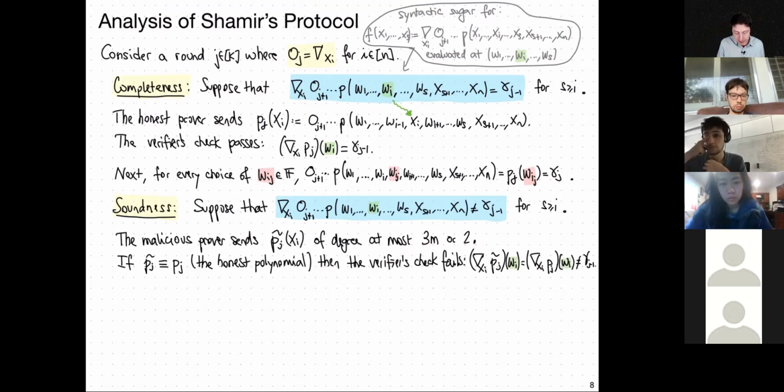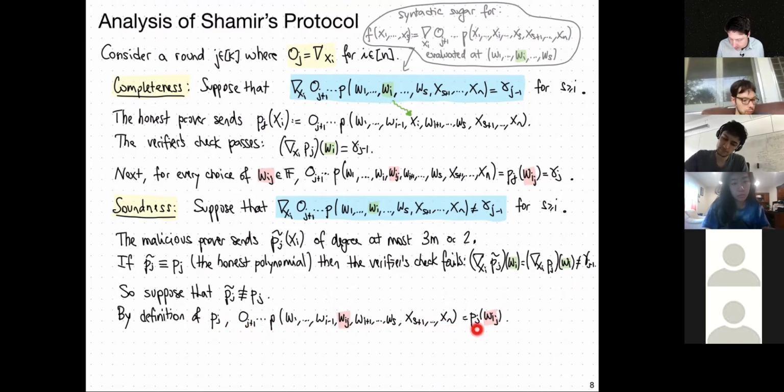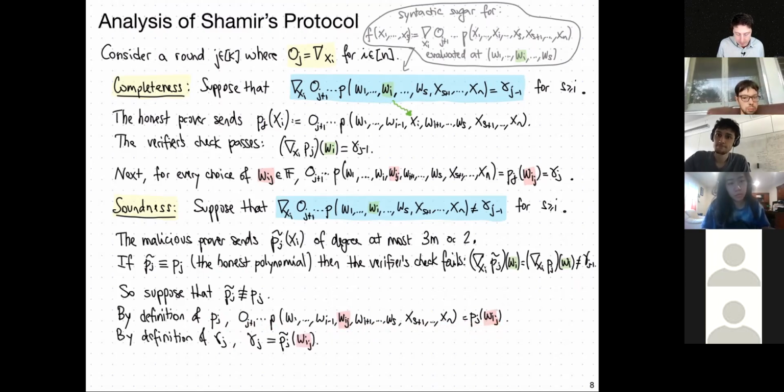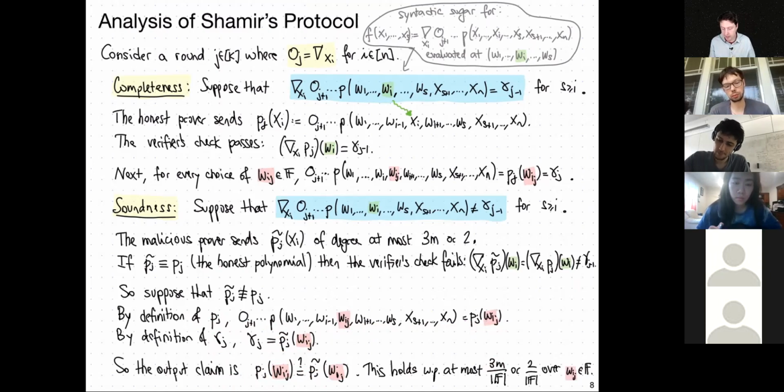And as usual, either the prover sends the honest polynomial, in which case the verifier's check always fails, or it sends something else. But if it sends something else, it means that by definition of PJ, the left-hand side of the new claim is PJ, the honest polynomial, at the new randomness. However, the verifier sets the gamma j, the new target of the claim, to be the prover's polynomial at the new randomness, which means that the output claim is tantamount to comparing these two polynomials at a random point, which agree with probability at most 3m or 2 over f, depending upon which round you're on.